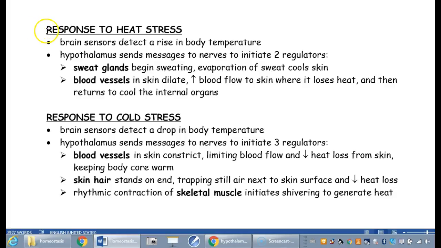Okay, so if we're looking at a response to heat stress, the major ideas I want you to glean from this are that your sweat glands are going to begin sweating to cool you off. Your blood vessels in the skin are going to dilate. That's going to increase blood flow.